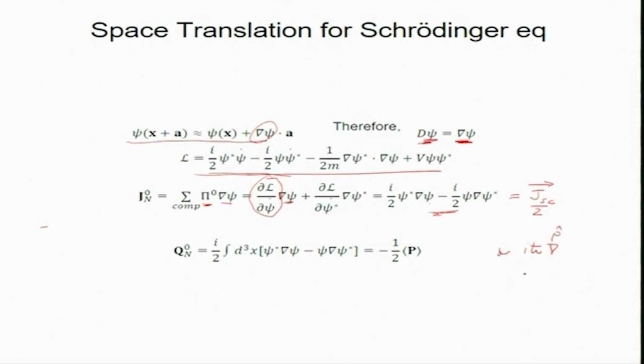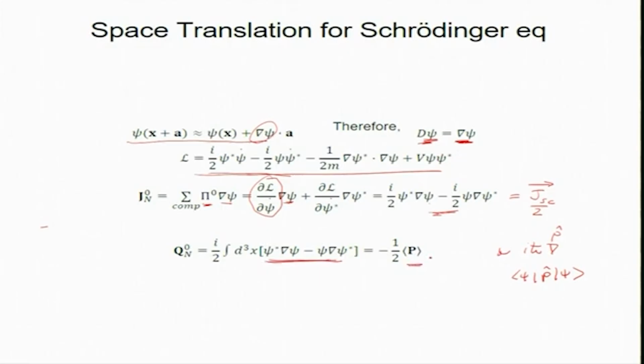So, what is the average expectation value of P? Psi P psi, no. So, that is nothing but that. Well, I need to take the real part of that, otherwise it will become complex. Okay. So, this gives us the total momentum.